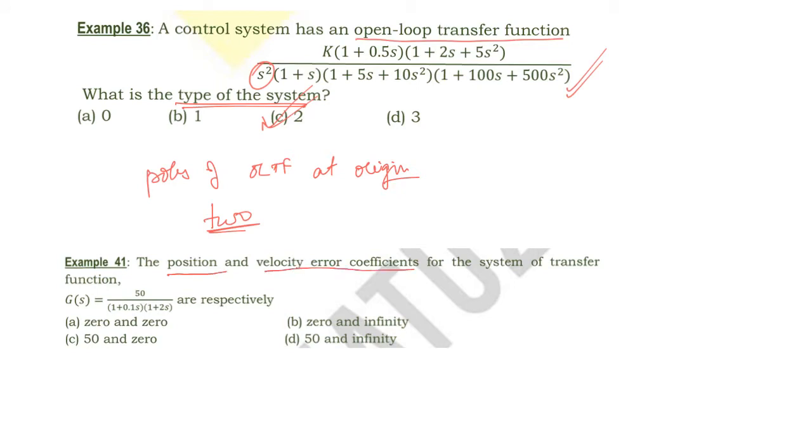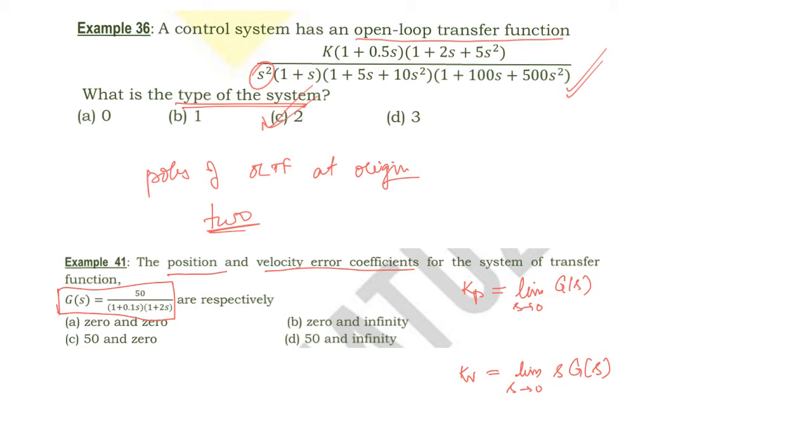Now the next question is, we have to find out the position and the velocity error coefficients for the transfer function given like this. Okay, so what is the position error constant? It is given by Kp. Okay, so this is limit s tends to 0 g of s. Okay, and what about the velocity error constant? It will be Kv is equal to limit s tends to 0 s into g of s.